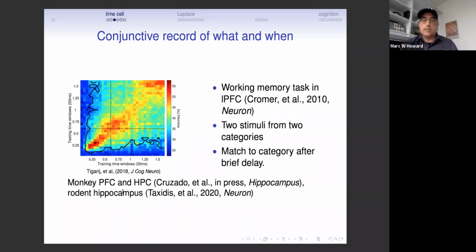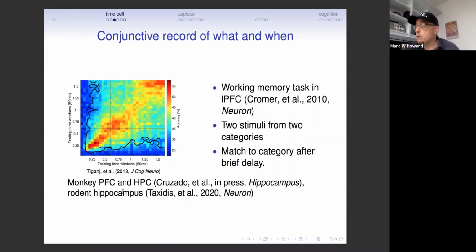And that's a consequence of the fact that there's sequences of cells, that there's also information about time in this population. And so I chose this study because we had it handy, and it's especially nice. But we've also seen the same results from monkey PFC and hippocampus. Nathan Cruzado has a paper, should be out in Hippocampus briefly, that uses the same type of analysis on a different kind of task. And other groups have seen this as well.